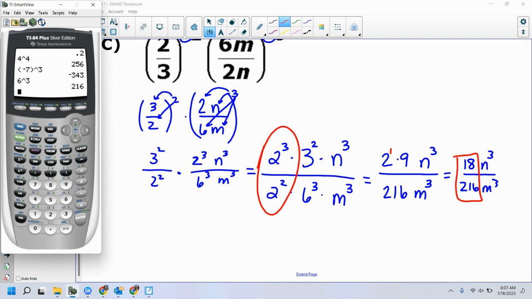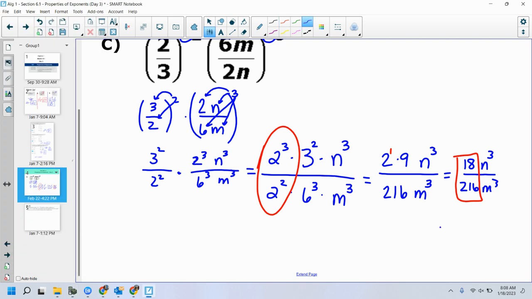What does 18 divide by nicely? 6. 9. Okay. Let's see if 216 also divides by 9. Sweet. Maybe there's something bigger. Is there something bigger 18 divides by? Bigger. 18. I wonder if 216... Hey, 216 divides by 18. Lucky for us. So it's 12. So that means we have n to the third over 12 m to the third. There we go.